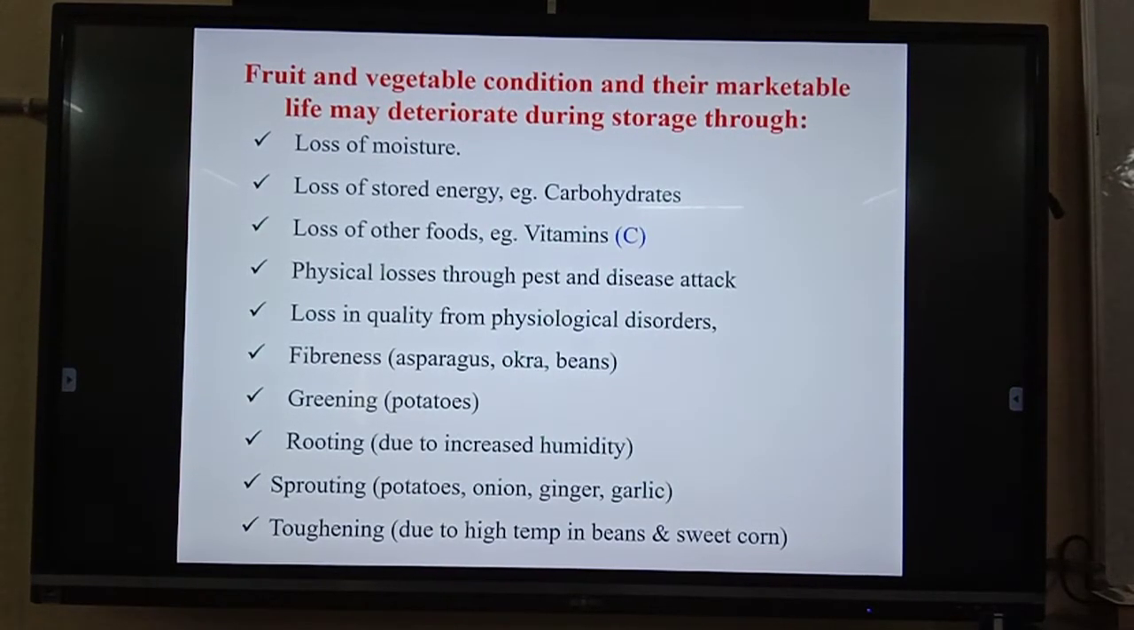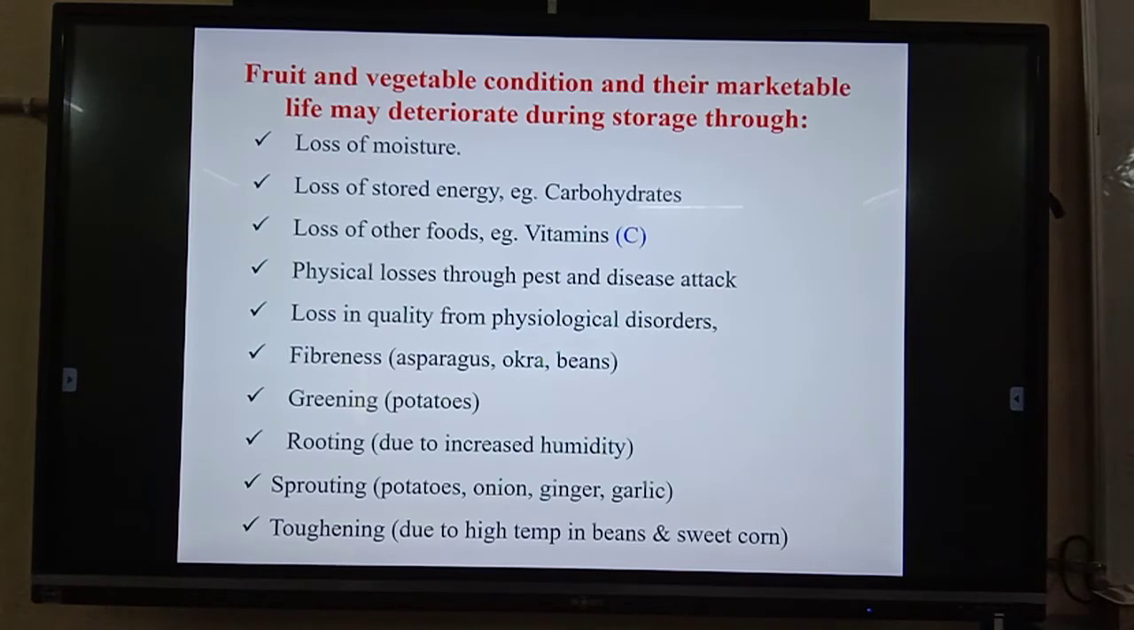Vitamin C content is very much affected by high temperature. If we put our commodity at high temperature, then there are more chances of loss of vitamin C content. And vitamin C is a good thing in fruits and vegetables, because with the help of vitamin C we are able to manage so many problems in the body. Then the physical losses through pest and disease attack.